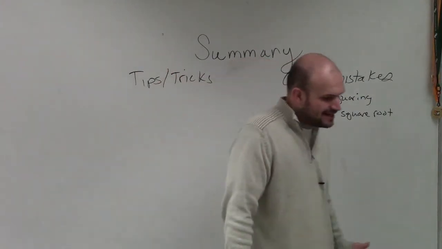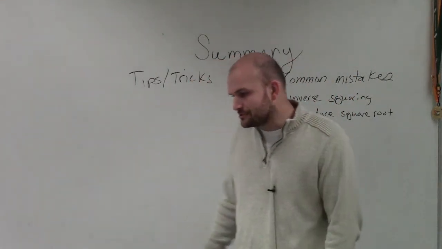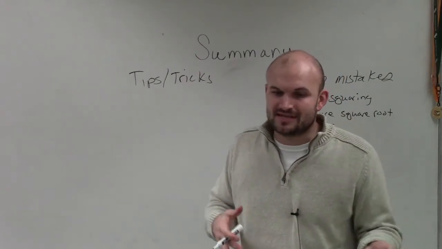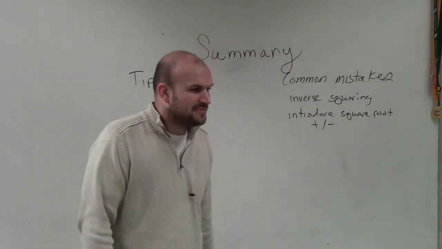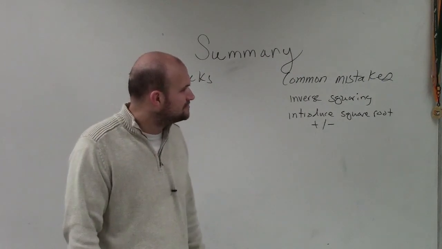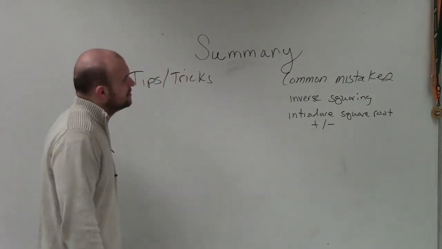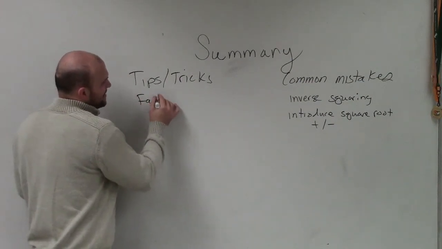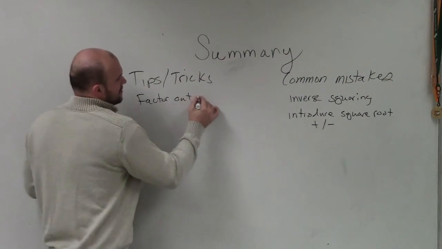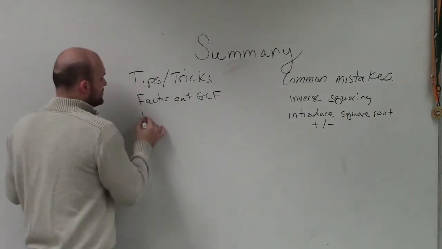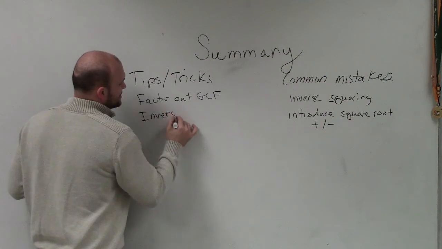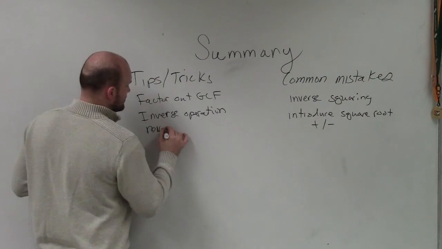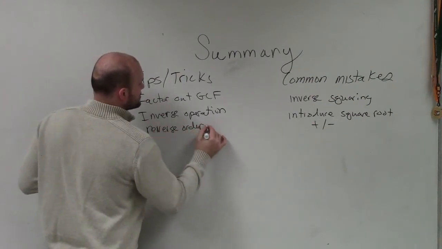Looking at some tips and tricks with the square root method, there are a lot of different ways to solve these. Sometimes you can factor things out and then divide out on both sides. I wouldn't say it's always the easiest route, but as a tip, I would say factor out GCFs first. And really, the one thing you do is just apply your inverse operations, which we call the reverse order of operations.